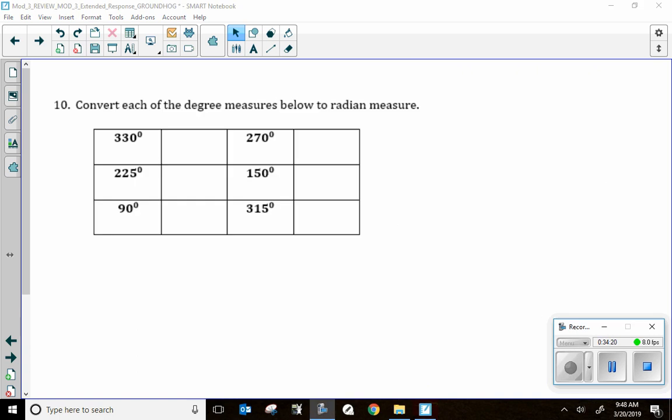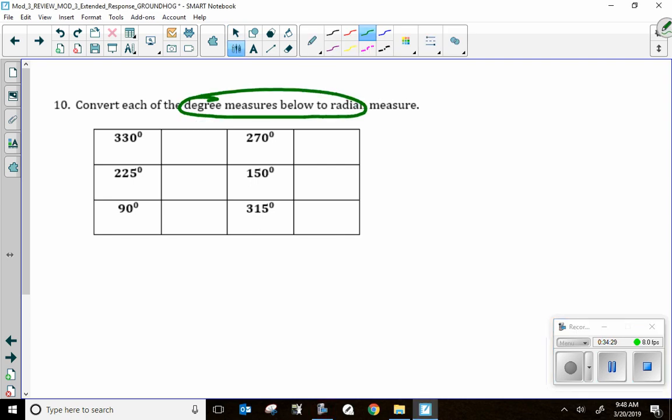All right. Convert each of these degree measures to radian measure. The only way you convert degrees to radians: I take my degrees, put it over 180, reduce this fraction, whatever it is, and then just slap a pi on there.